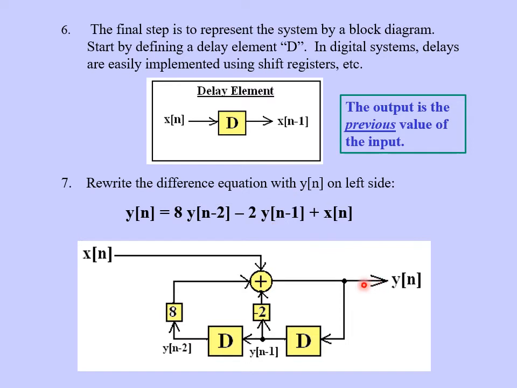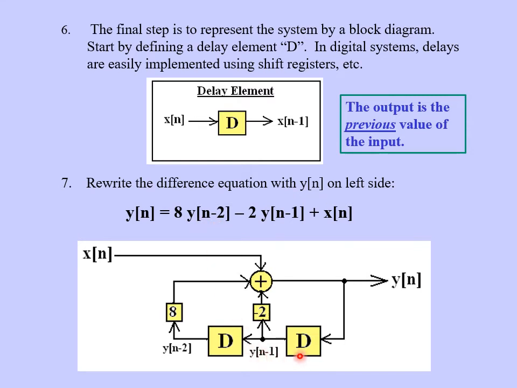So what I have to do is take my output y and bring it back and pass it through this delay element to give me y of n minus 1 coming out. I'm going to take that and multiply it by -2, right? This is the -2 right here, and put that signal into the adder. It's going to get added to the x here. But there's one more term too. I need 8 times y of n minus 2. In other words, y is being delayed twice here.